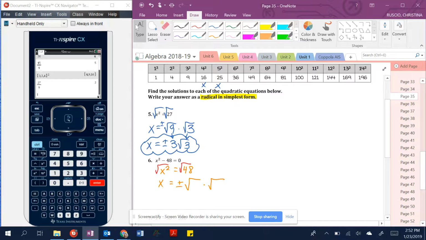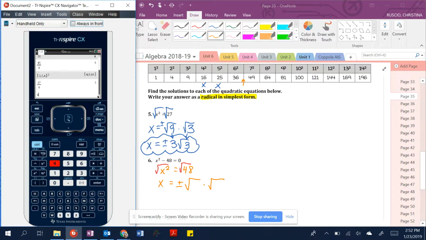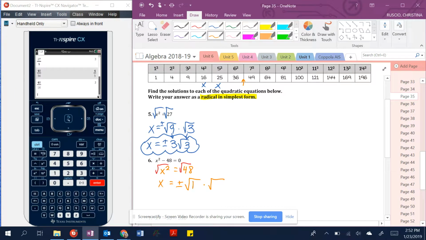So 48. Some of us might want to start from the bottom up, and this is where danger central happens. 48 fits in between 36 and 49. So I would start out by dividing 48 by 36 if I wasn't sure what to do. It got me a fraction, so then I'm going to try 48 divided by 25. That's not going to work, so maybe I'll try 48 divided by 16, and holy cannoli, it worked. So we know that this would have been 16 times 3.